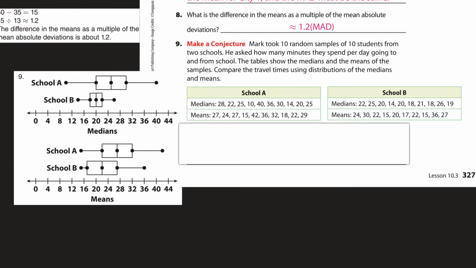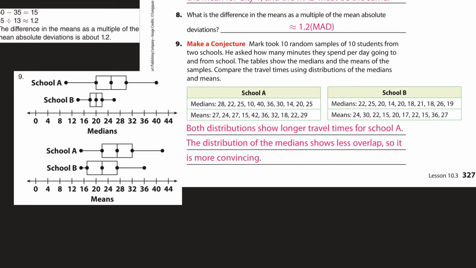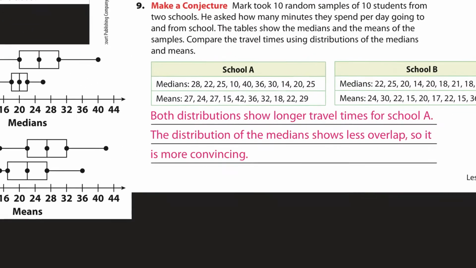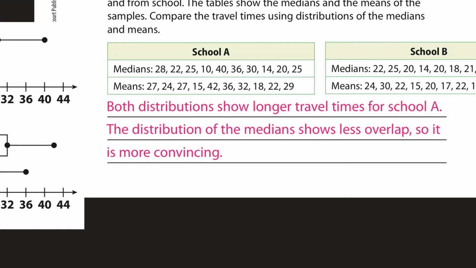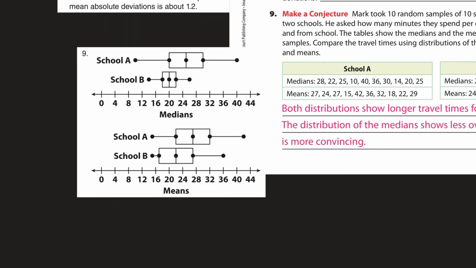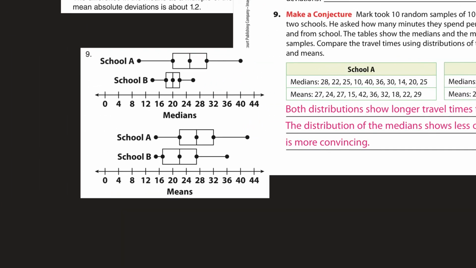And so, using this, my response is both distributions show longer travel times for school A, and the distribution of the medians shows less overlap. So it is more convincing. So they show longer overall. A is longer than B, and we can see that visually.